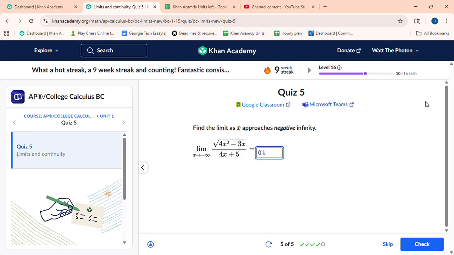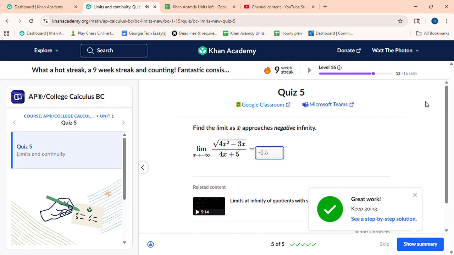So we get, largest terms, the square root of 4x squared. The square root of 4 is 2. Square root of x squared is equal to x. So 2 over 4x, which is equal to 1/2. I think that should be right. Negative 1/2. Yeah, the sign of the top has to be. Yay.